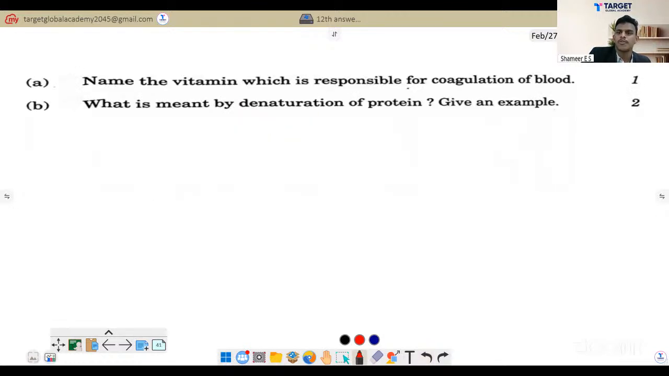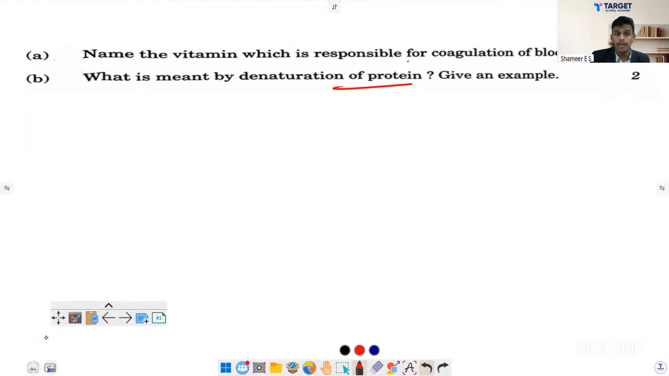The vitamin responsible for the coagulation of blood is K. Denaturation: if you change the pH, temperature or something, the secondary and tertiary structure of the protein will change. That is known as denaturation. Give an example: boiling of egg white.